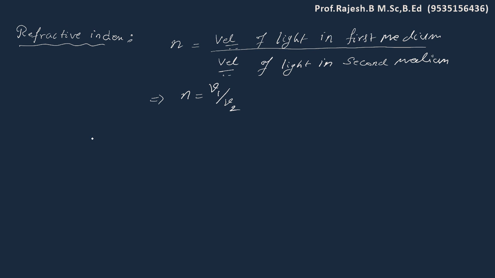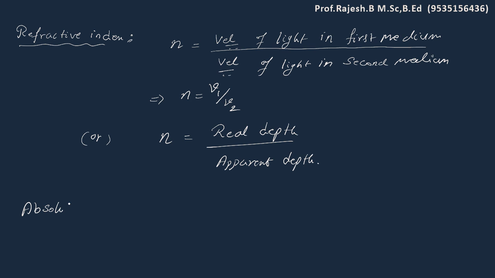Or we can also use the depth concept. Refractive index of a material can be known from real depth divided by the apparent depth. So this is the refractive index meaning. We can also call it relative refractive index. Absolute refractive index is another one.